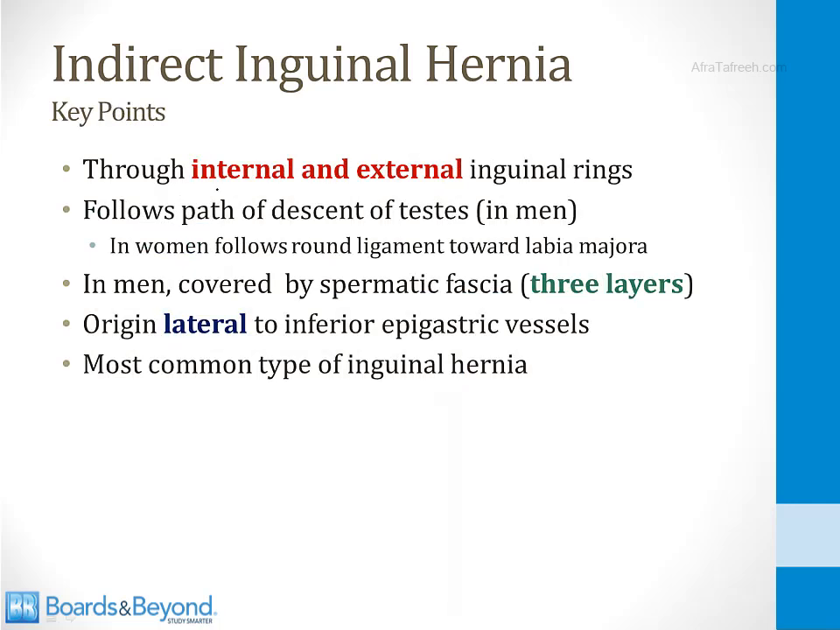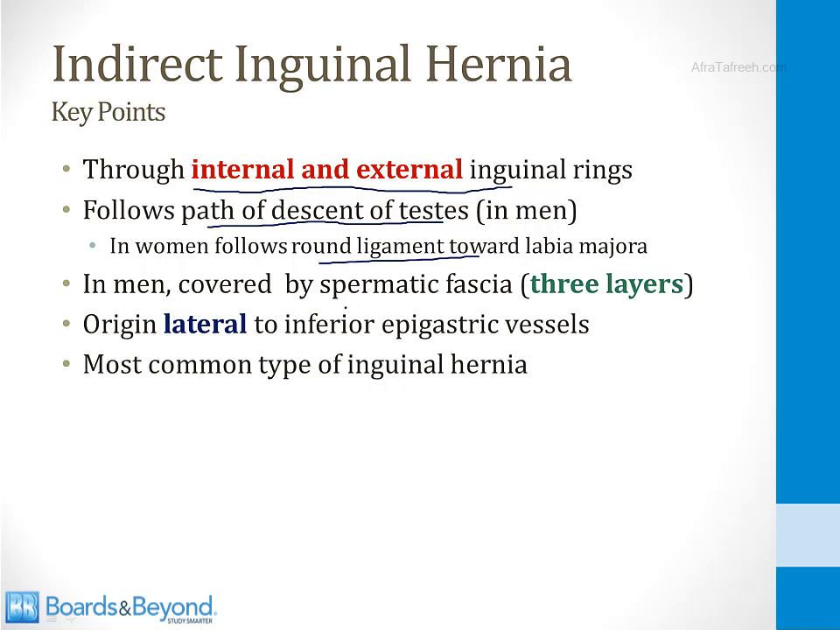So here are the most high-yield points to remember about indirect inguinal hernias. The loop of bowel herniates through both the internal and external inguinal rings. It travels along the path of the spermatic cord and goes through the inguinal canal. It follows the path of descent of the testes in men, and in women it follows the round ligament toward the labia majora.